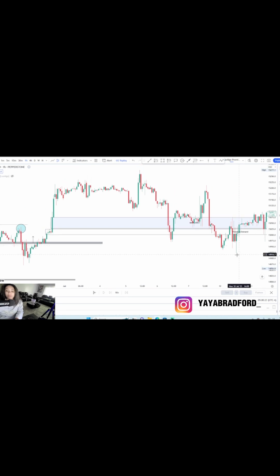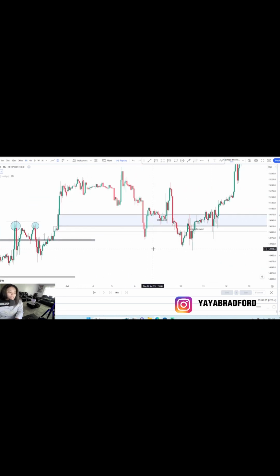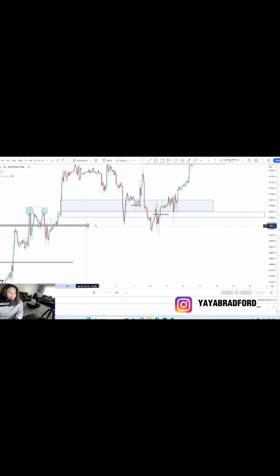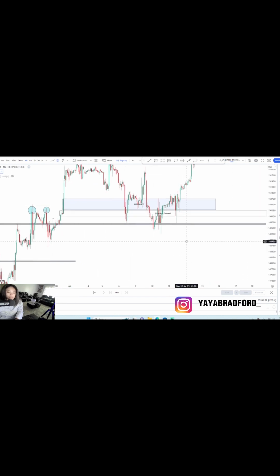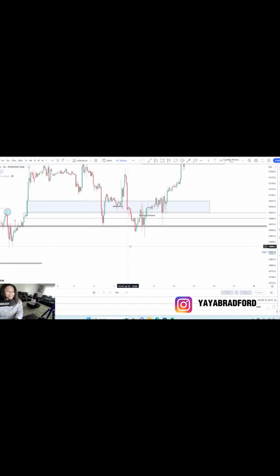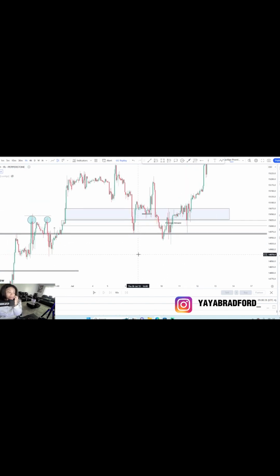So if we look to the left, we can see that price came back down. We dragged this to the right, not the left, to the right. And we could see that we drew this up before this even happened. We drew the zone before all of this even happened. So this is an area that price could possibly come back to.